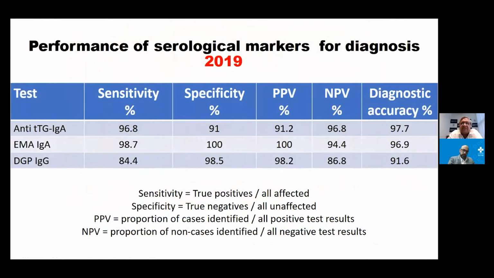In a 2019 study of the performance of serological markers for diagnosis, they found that anti-TTG had a sensitivity of 96%, specificity of 91%, and diagnostic accuracy of 97.7%, and is the best method. It is equivalent to EMA, which, as I said, requires a fluorescent microscope and a trained person to read, so there's a little bit of subjectivity in the diagnosis. So anti-TTG and EMA IgA would be equally good. If a person has immunodeficiency of IgA, then DGP IgG would give you good accuracy.